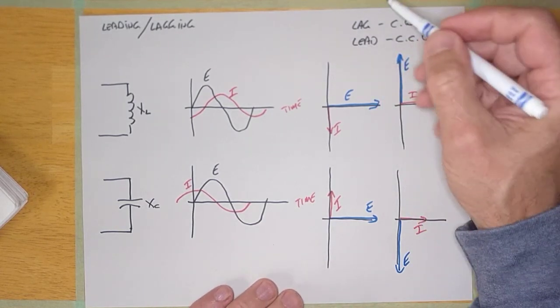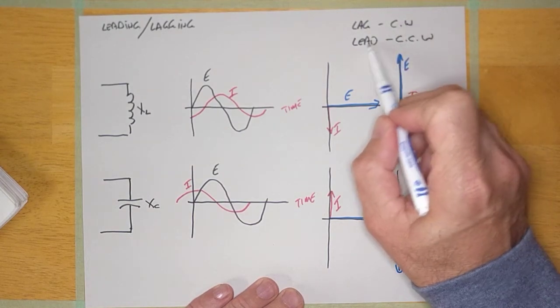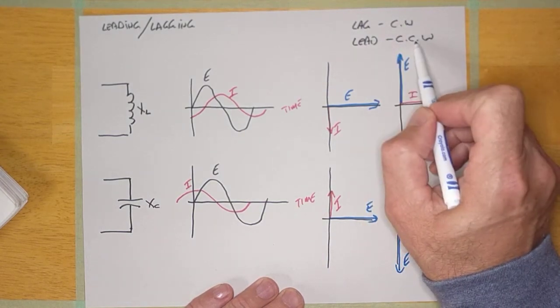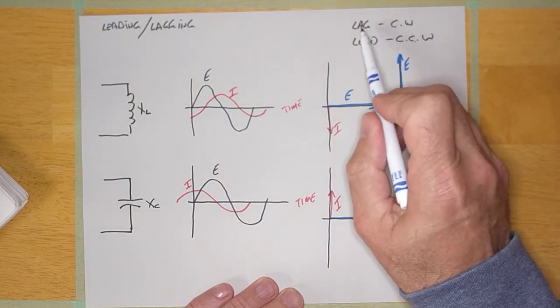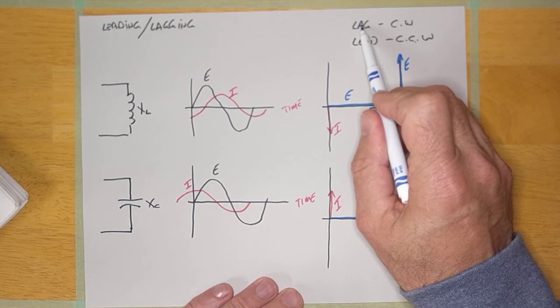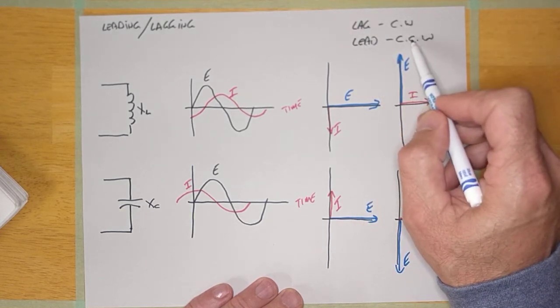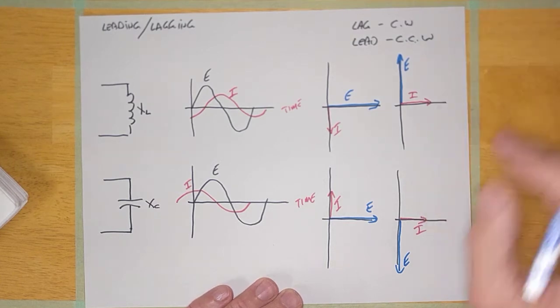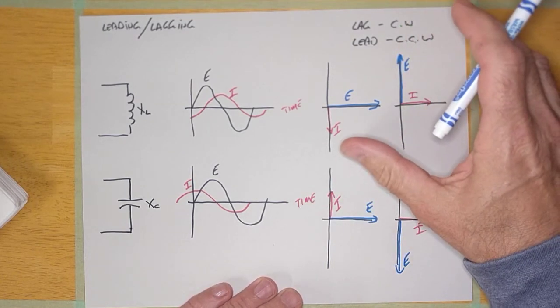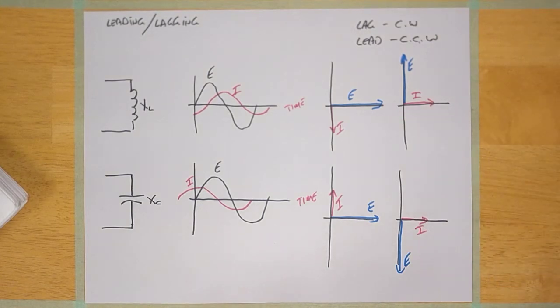Now, how are you going to remember this, guys? Well, less letters, more letters. If you can't remember if lag is counterclockwise or clockwise, think about this. Lag has fewer letters than lead, and clockwise has fewer letters than counterclockwise, okay? Because you're going to have to keep that straight. If you can't keep it straight, it's going to be confusing and tricky. All right, guys?